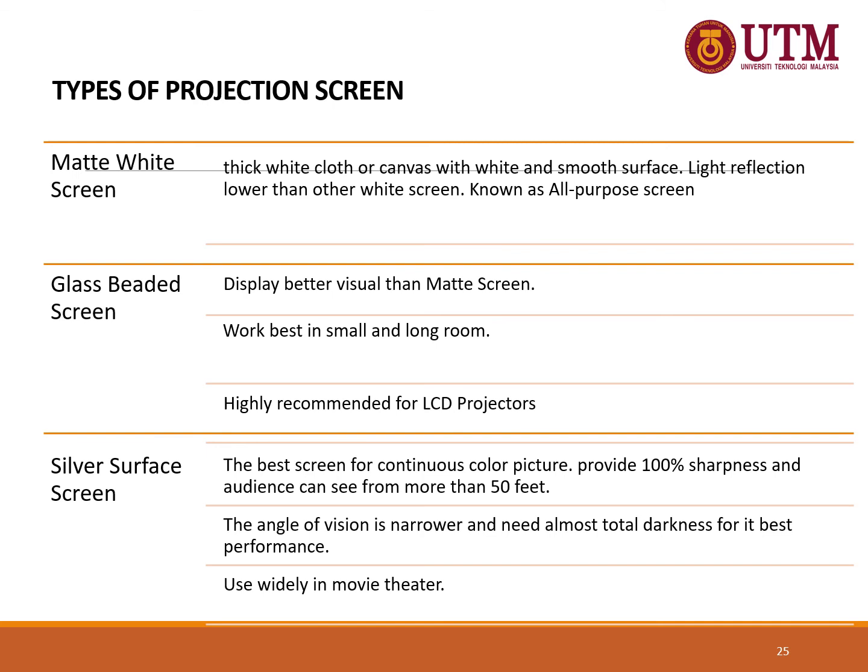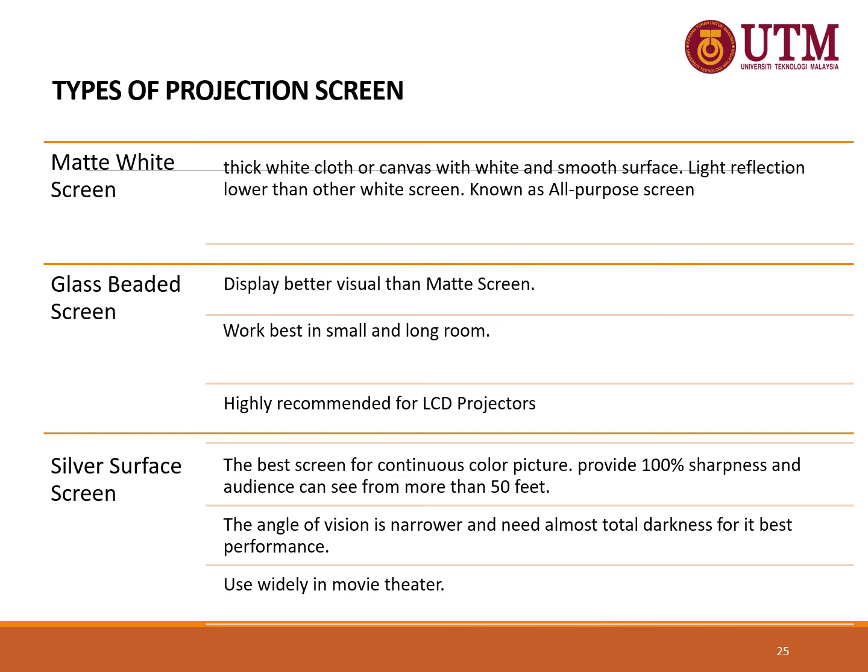Types of projection screen: we have the matte wide screen. It is actually a thick white cloth or canvas, just like the ones in our classroom, with white and smooth surface. The white color actually helps to project all the media that we have despite of the color, because since the background is white, then everything else is going to be projected.